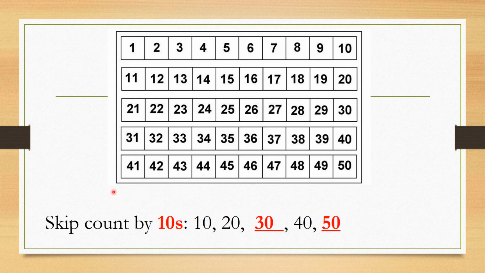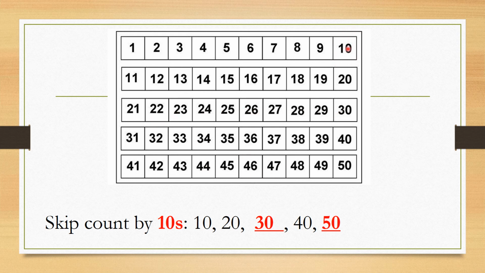Now, skip count by tens. So, we're gonna do the same as we did before, but now we're gonna count by 10. So 1, 2, 3, 4, 5, 6, 7, 8, 9, 10. I repeat, 1, 2, 3, 4, 5, 6, 7, 8, 9, 10. So 20. So instead of counting 10, 10, 10 a lot of times, what can I do?